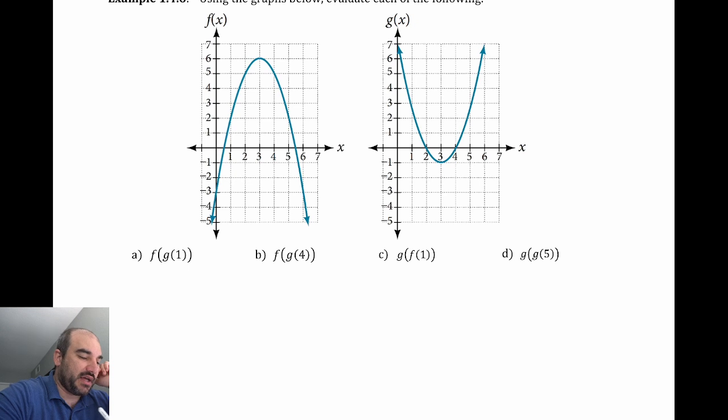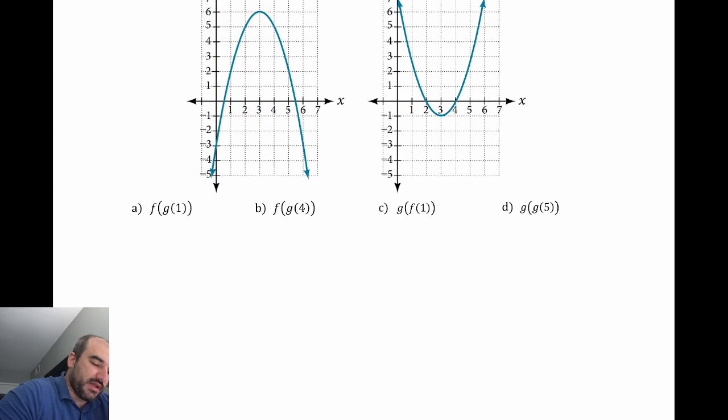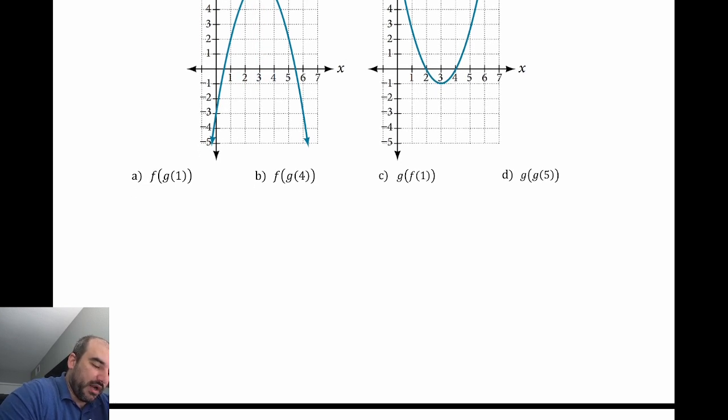Because we can look at every x value, like x equals 3, go up to the line, and figure out what the y value, or the f of x value, is for that x value, right? We can do the same exact thing. Let's do part A, f of g of 1. We're going to evaluate g of 1 first.